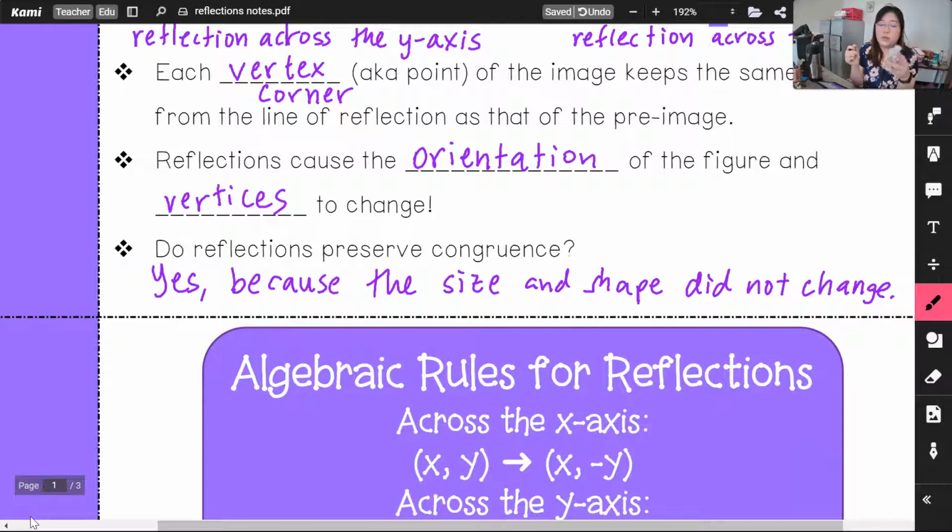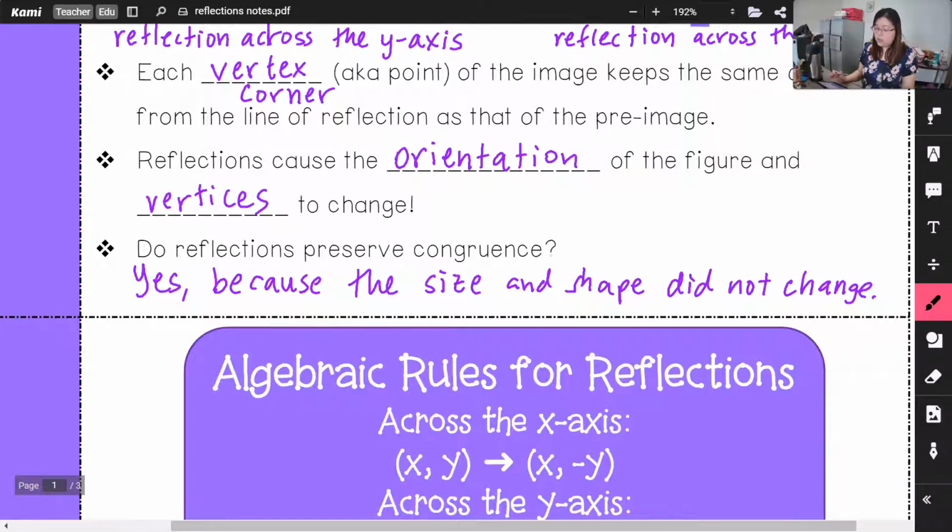Let me show you. If you have this hand sanitizer bottle and we flip it, so let's pretend that we're flipping it across the x-axis and we flip it down. Is this still a bottle of hand sanitizer? Yes. Just because I flipped it doesn't mean that the shape actually changed. It's still the same shape. It's still the same thing. It's just if I flip it this way, flip it that way, doesn't matter. It's still a bottle of hand sanitizer. So even though the orientation has changed, the actual shape is still the same. So yes, it preserves congruence because the size and shape did not change.